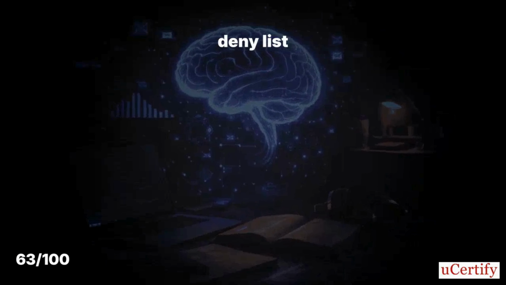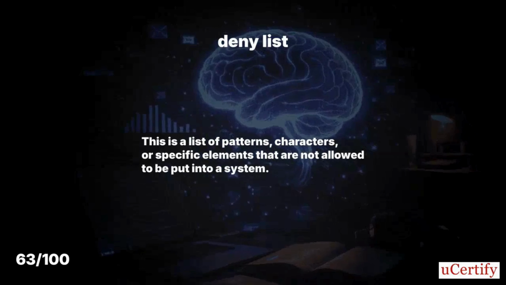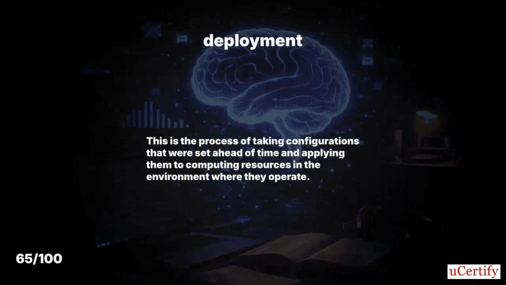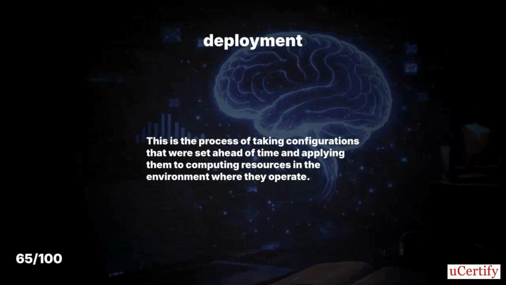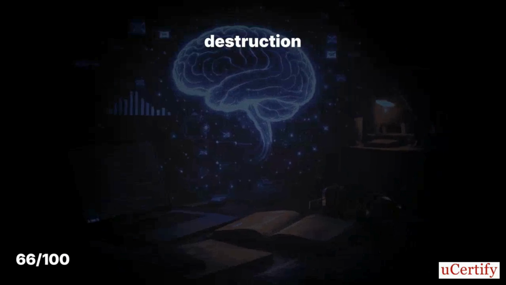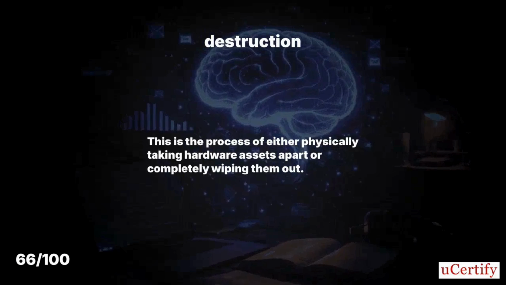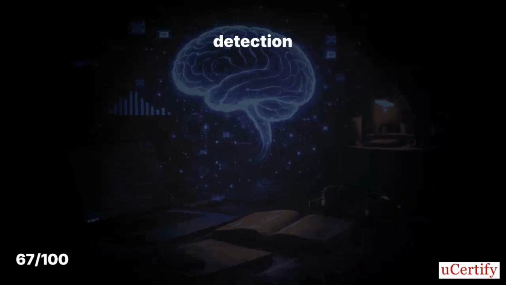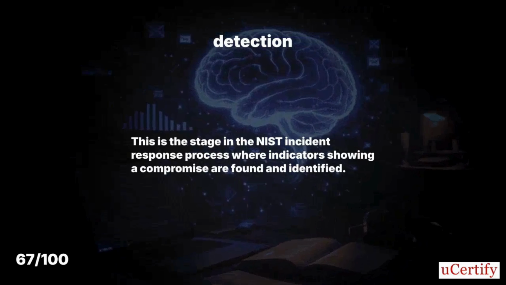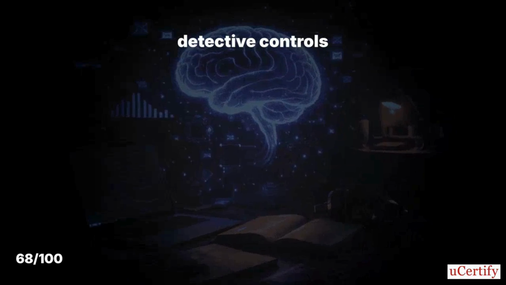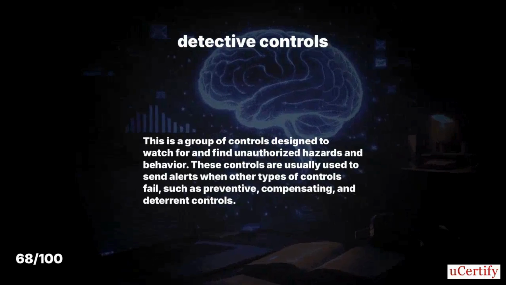A list of specific elements, characters, or patterns that are disallowed from being entered into a system. Destruction. The process of physically disassembling or obliterating hardware assets. The phase of the NIST incident response lifecycle during which indicators of compromise are identified. Detective controls. A category of controls aimed at monitoring and detecting unauthorized behavior and hazards.